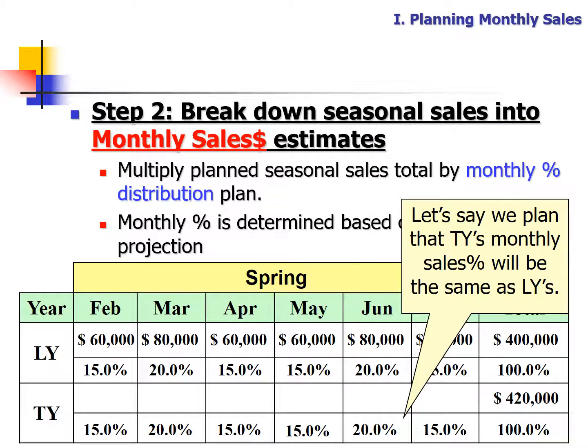And let's say that our plan is that this year's monthly sales distribution percent will be the same as last year's numbers. So we don't project any significant changes in terms of the sales pattern across the 6 months. Then we just copy and paste the same monthly sales distribution percent from last year. So we're going to have 15% of the total seasonal sales occurring in February, and 20% in March, 15% in April, etc. Just like what happened last year.